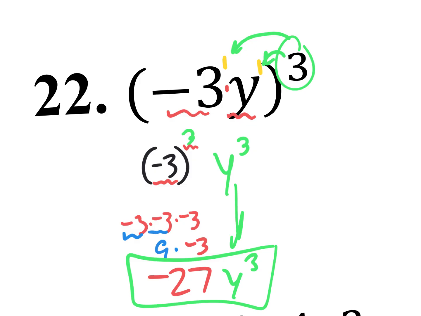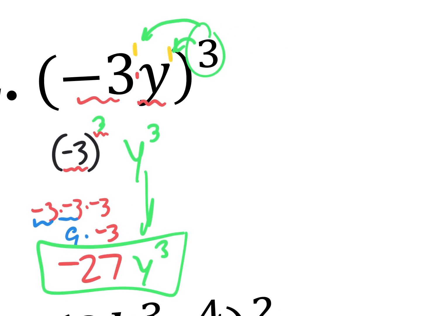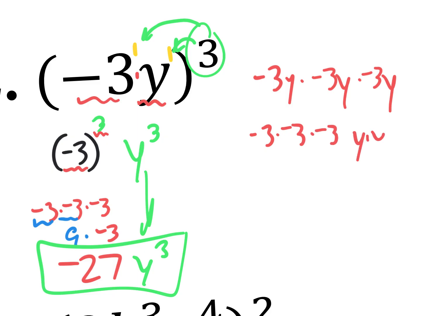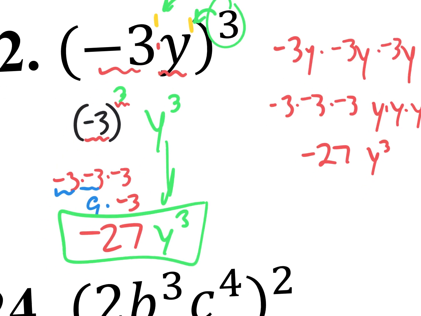If you're confused, you could say, all right, this whole thing right here is in parentheses and it's to the 3rd power. I'm going to write this out 3 times: -3y times -3y times -3y. Then you could rearrange it: -3 times -3 times -3, and then y times y times y. That'll give you the -27 y to the 3rd as well. It's totally up to you how you want to do it. Many roads to the same place in math.